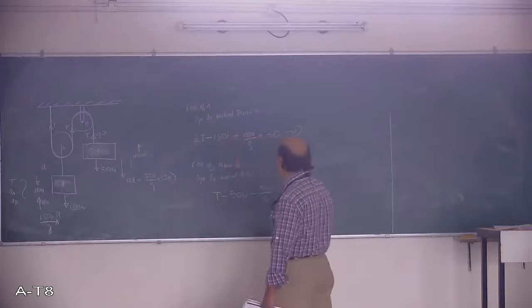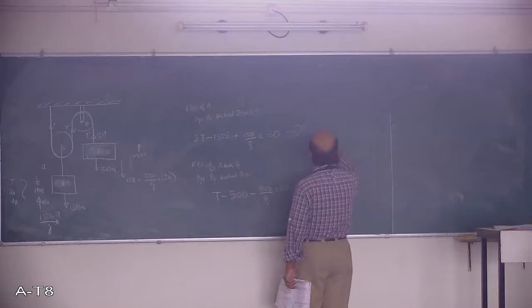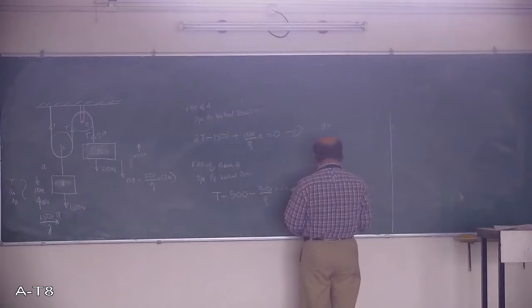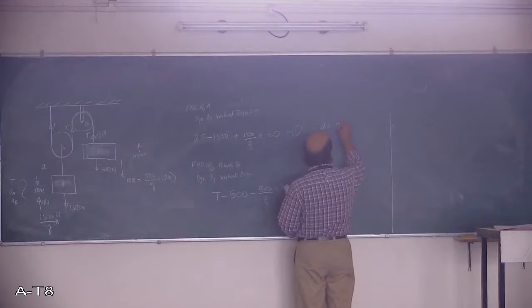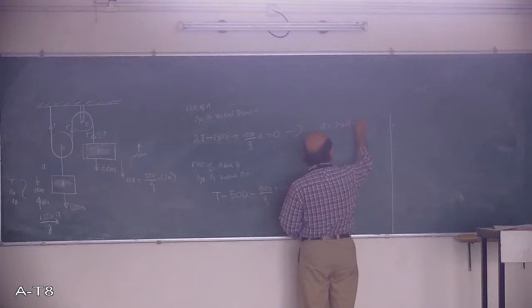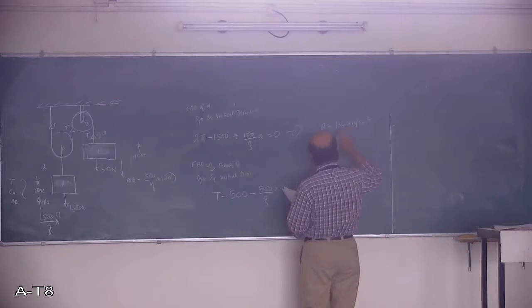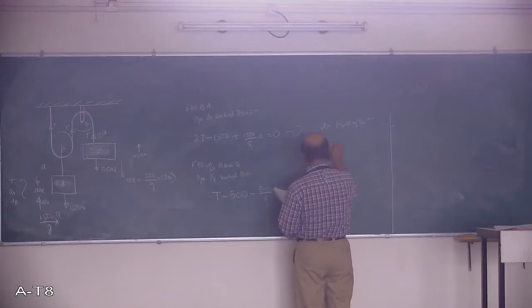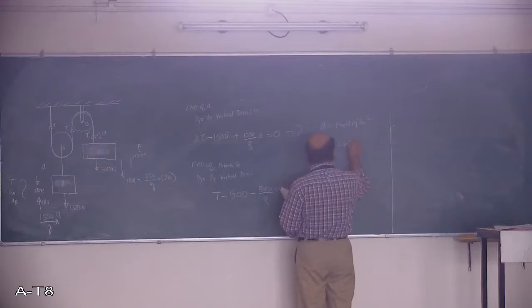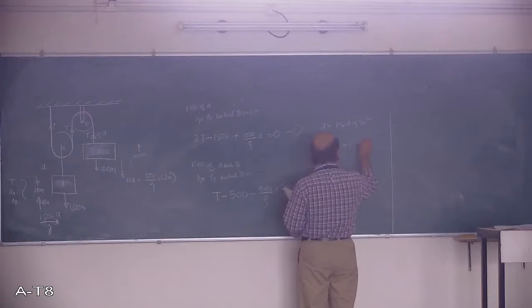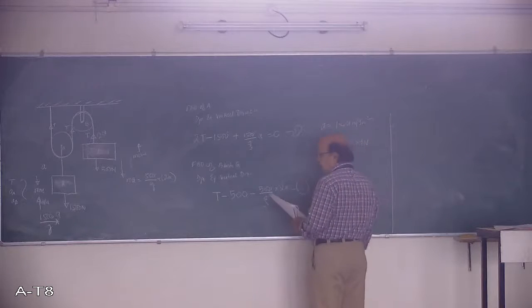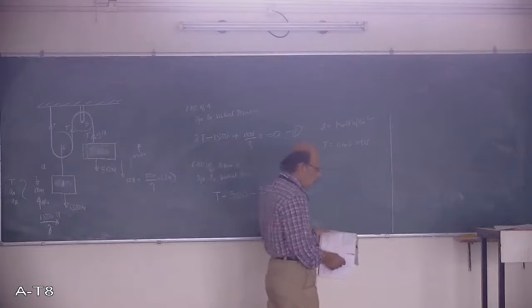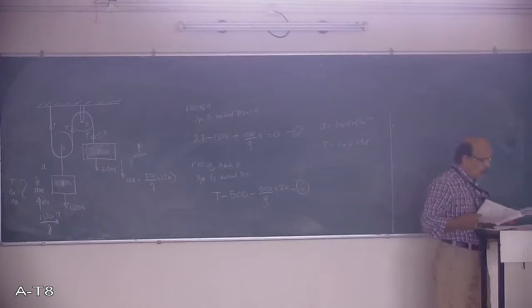There are two equations, two unknowns. Solve these two. You will get acceleration A equal to 1.401 meters per second square, and T, the tension in the string, is equal to 642.89 Newton. This is how these problems on D'Alembert's principle are required to be covered.